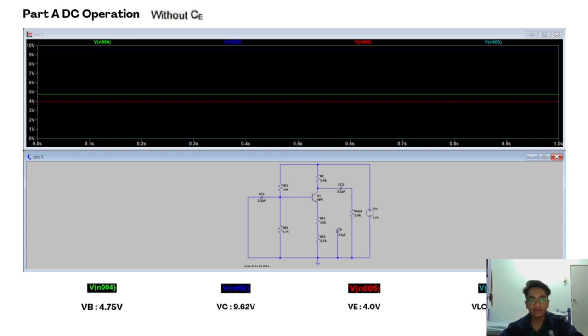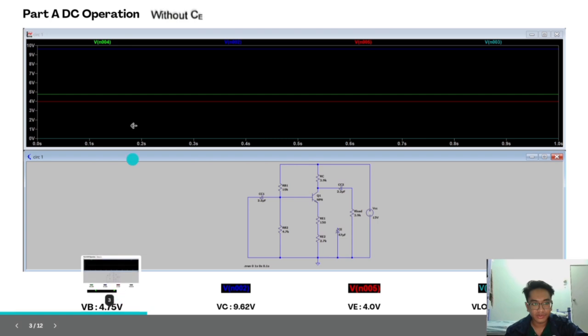For part 1, DC operation. Since it is a DC circuit, the circuit is an open circuit, so the load voltage is equal to 0. It doesn't count the V load. For the first experiment, without CE or without the capacitor, we need to find the value for VB, which is this one, 4.75 volts, and this is the waveform, the straight line.